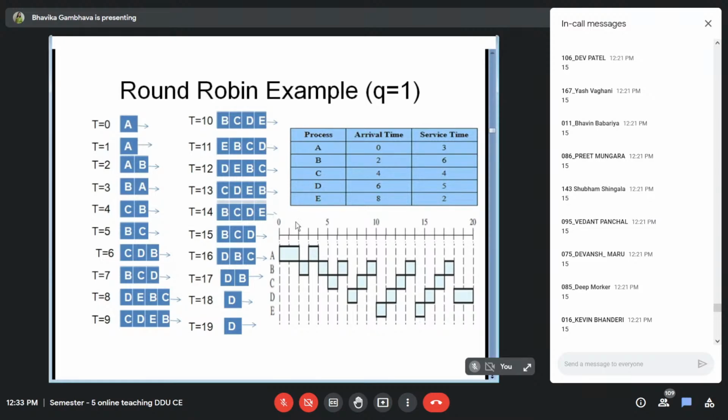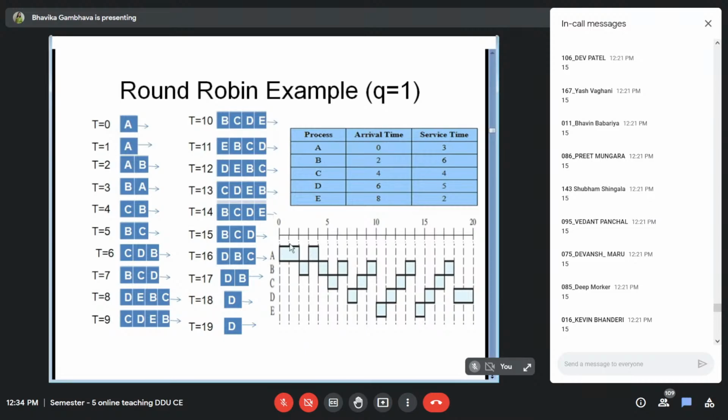So, in the first time slot, from 0 to 1, if we are assuming that we are starting at 0 time, there is no process available. A is the winner. A will be given the slot. At 1, is there any other process available? No. Only A is available. So, we are giving time to A.